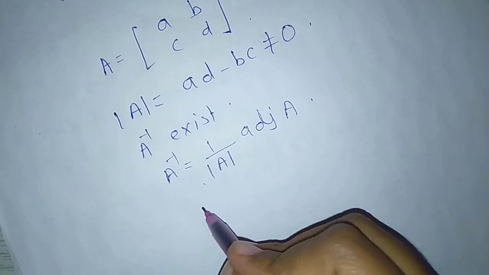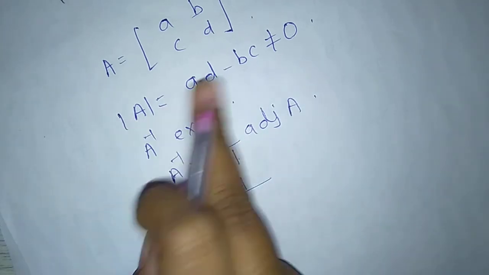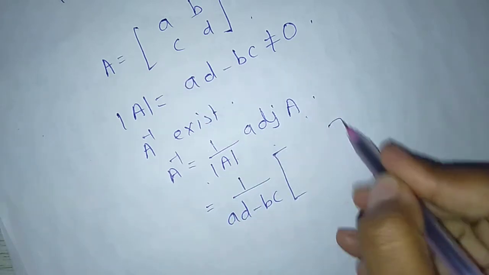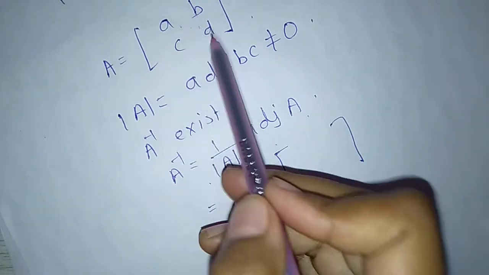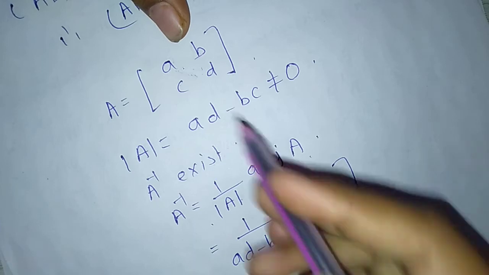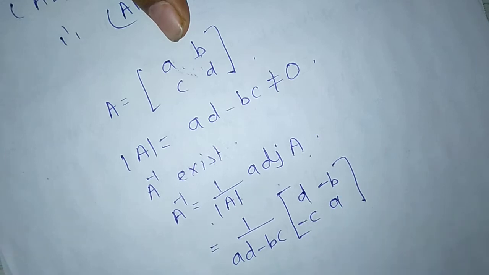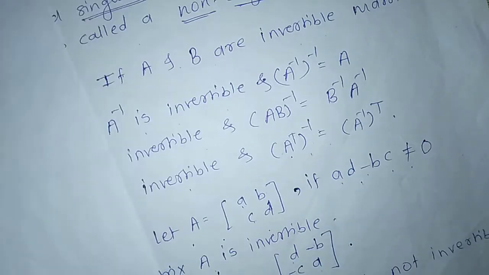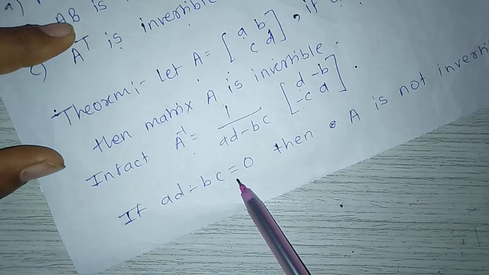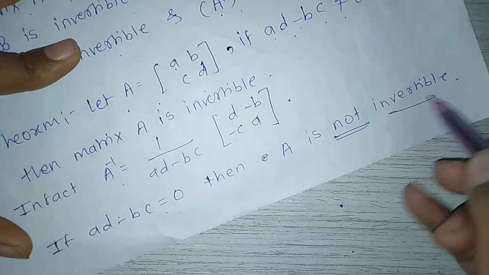You have seen this formula in 11th and 12th standard. 1 upon determinant of A, where determinant of A equal to ad minus bc, and adjoint of a 2 by 2 matrix is nothing but the exchange of the diagonal entries d, a, and negative signs of b, c: minus b, minus c. If ad minus bc equal to 0, means determinant of A equal to 0, then A is not invertible.